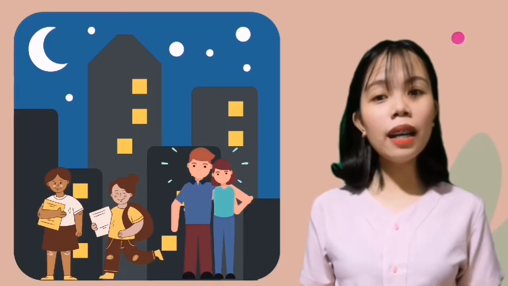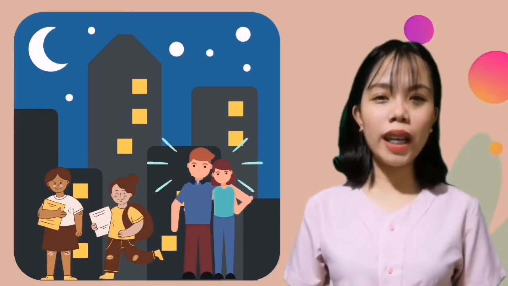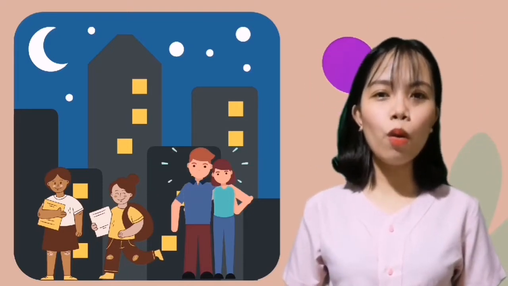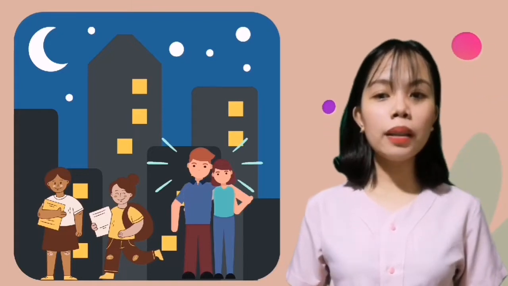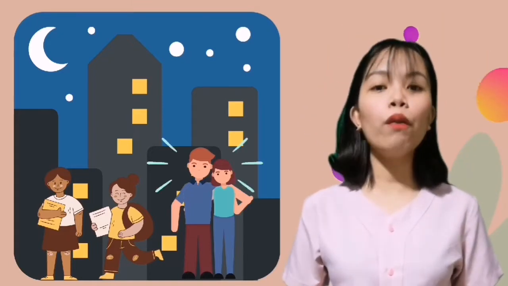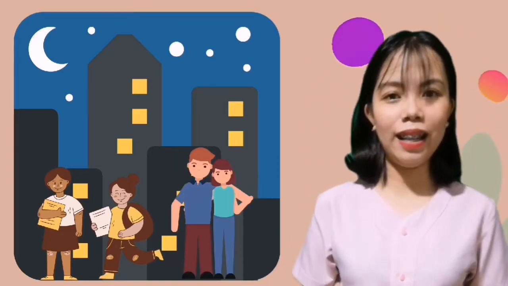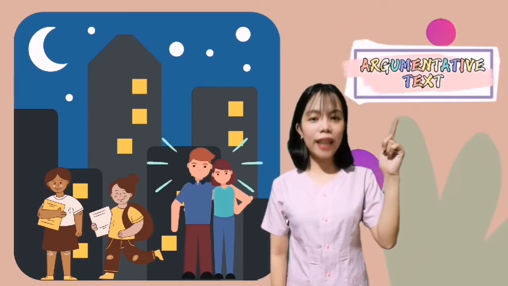On the other hand, your parents also state the reasons why they want you to go home early. Your parents also discuss the dangers of staying outside late. Both of you exchange your opinions and thoughts about your argument. This is a common example of an argumentation. And when you put it in writing, it becomes an argumentative text.